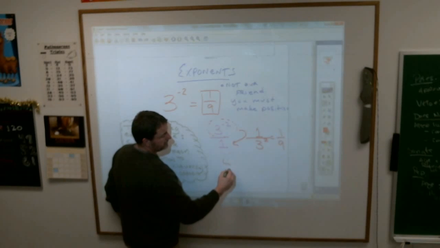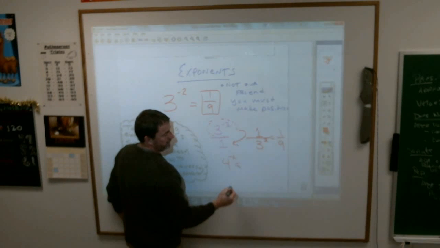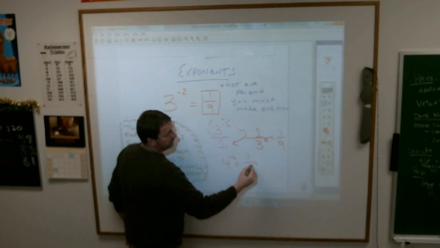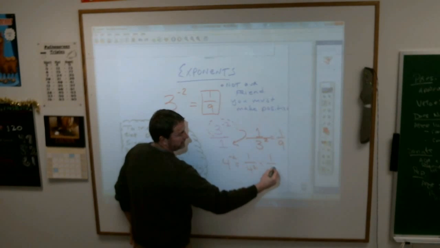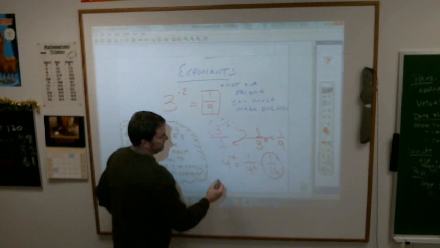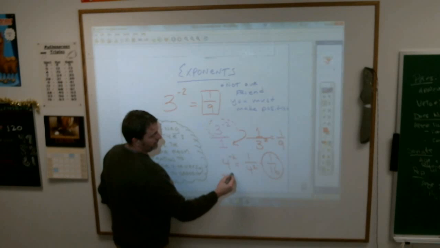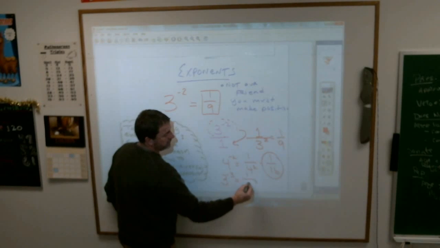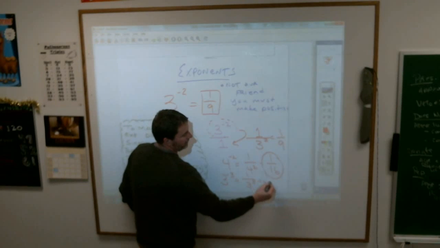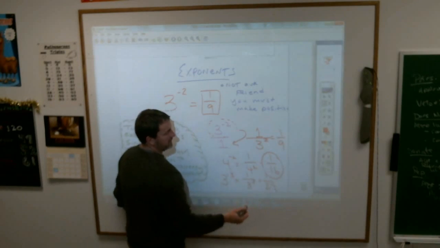4 to the negative 2 power is the same thing as 1 over 4 squared, which is 1 over 16. Okay. 3 to the negative 3 power is the same thing as 1 over 3 to the 3rd power, which is 1 over 27.